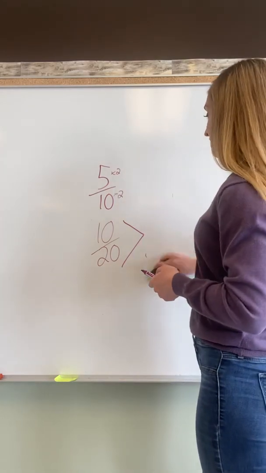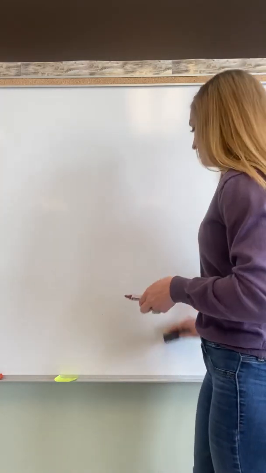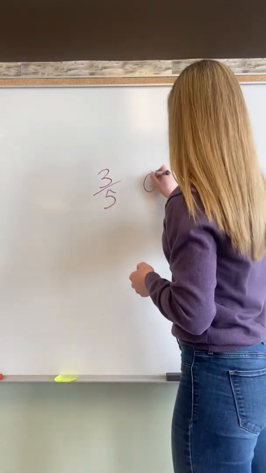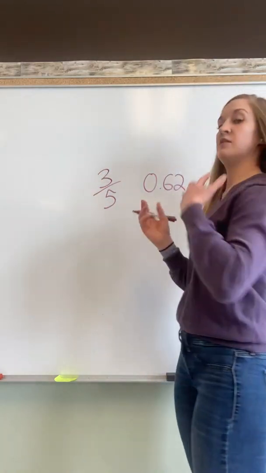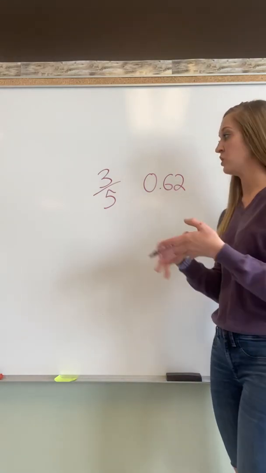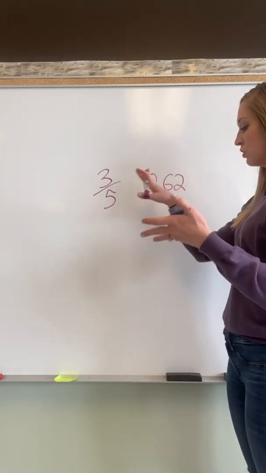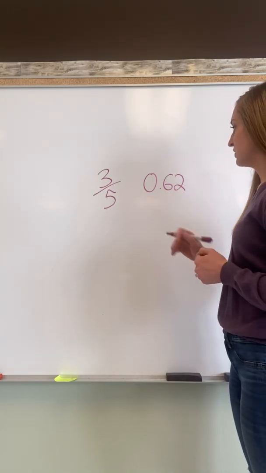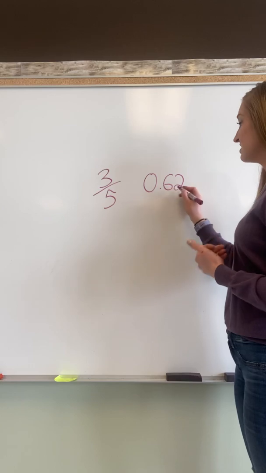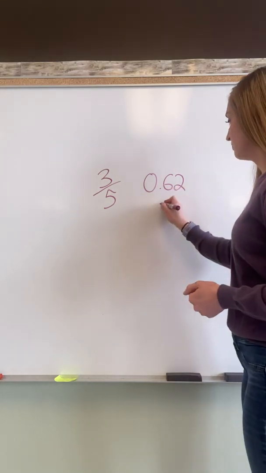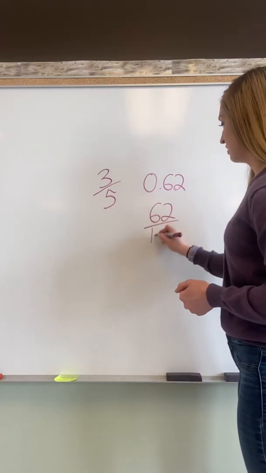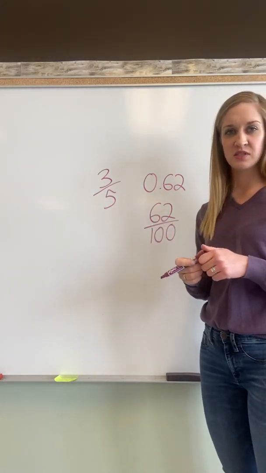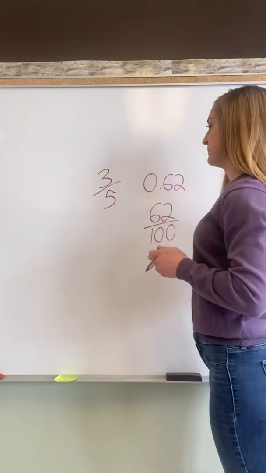Okay. We can also compare fractions and decimals. So how we do that is we have to convert one to the other. So we could convert the fraction to a decimal or the decimal to a fraction. So in this case, I'll convert the decimal to a fraction here. So this is 62/100. So my fraction would be 62/100. But how am I going to compare it to 3/5? I need to make the denominator the same.